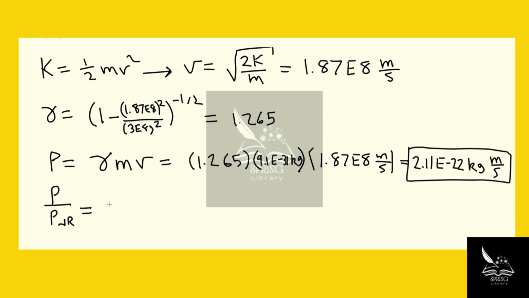just by the definition of relativistic momentum versus normal momentum, you can see that the ratio is going to be gamma, which is 1.265.